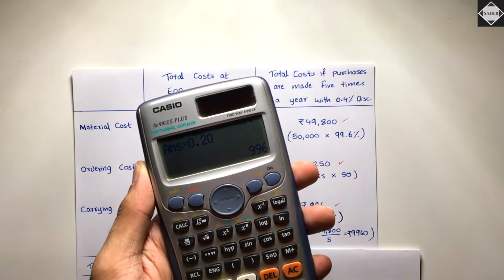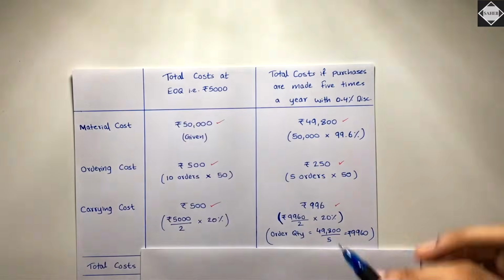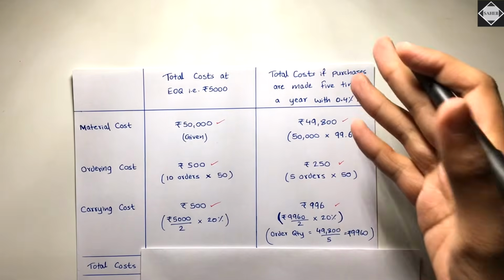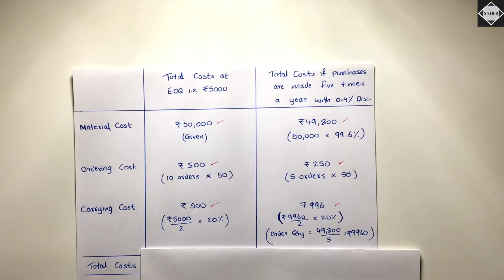0.20, that's equal to 996. This will be the total carrying cost under the discount offer. Is it clear? Did you understand this? Let me just explain once again quickly.